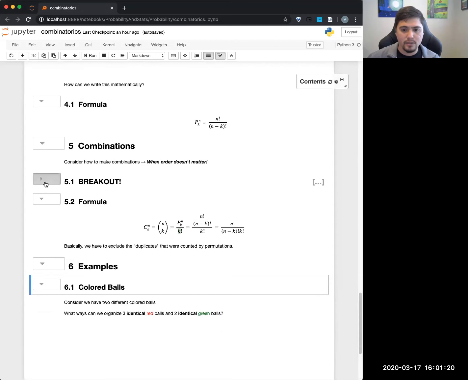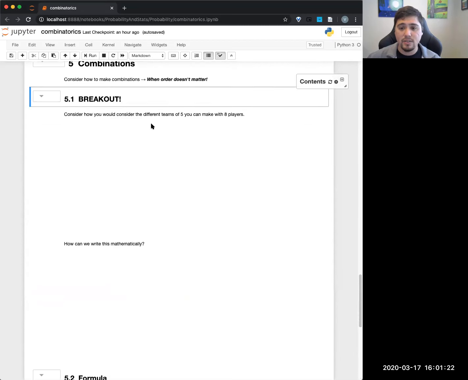I think I'm actually going to do this example here. Imagine you want to consider the different teams you can make of 5 with only 8 players. How would you do this mathematically, right? Well, in this case, does order matter if you pick 5 people out of 8 people? No, right? We just know that there's 8 different people. Those people aren't the same, but there's 8 different people, right?